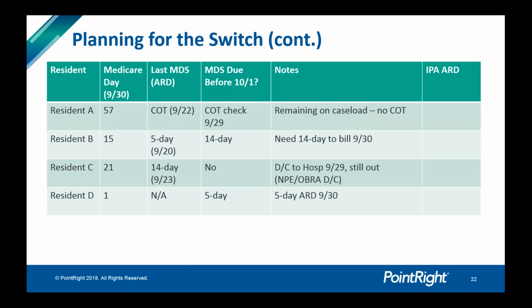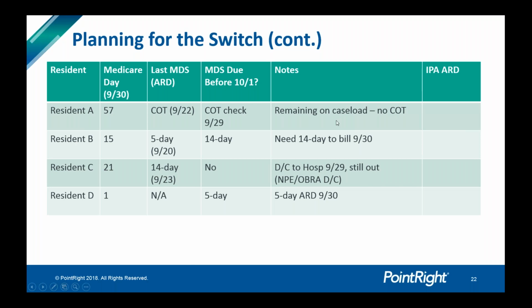So I came up with a few examples in this list. Let's say for resident A, he's been in the facility for a while. As of September 30th, his Medicare day is going to be day 57. He's still hanging out there. He's still on therapy. Now, the last MDS we did for him on the 22nd was a change of therapy. So that means that he's going to have another COT check on 9/29.